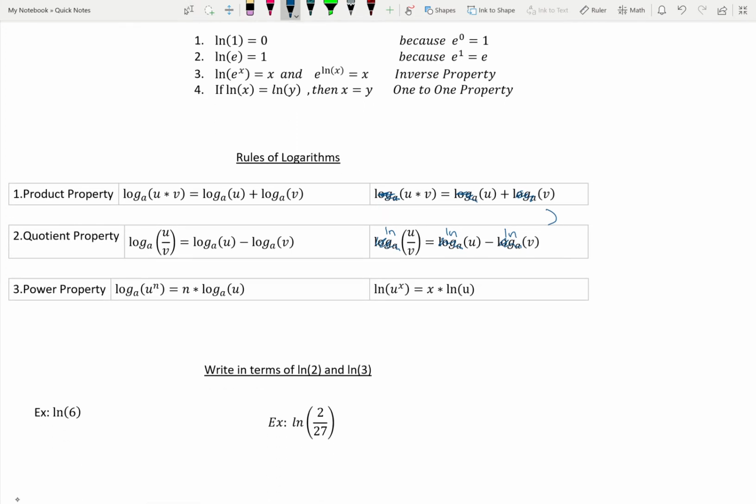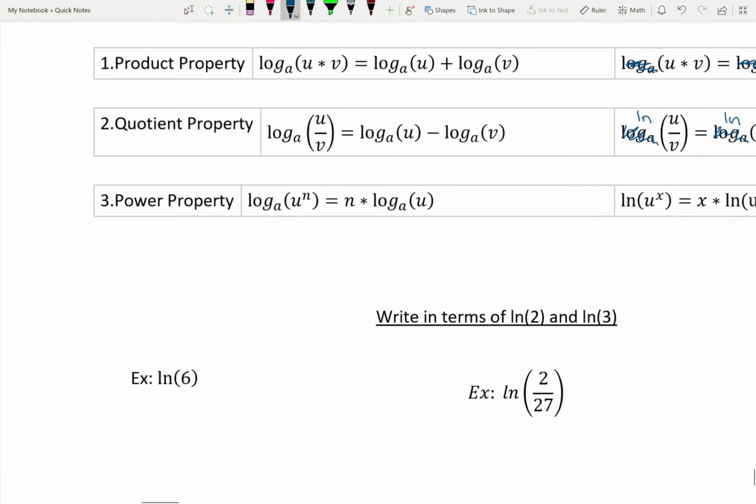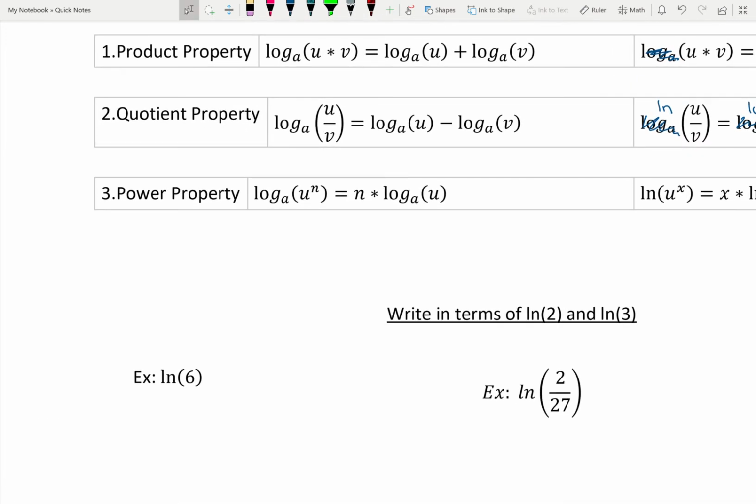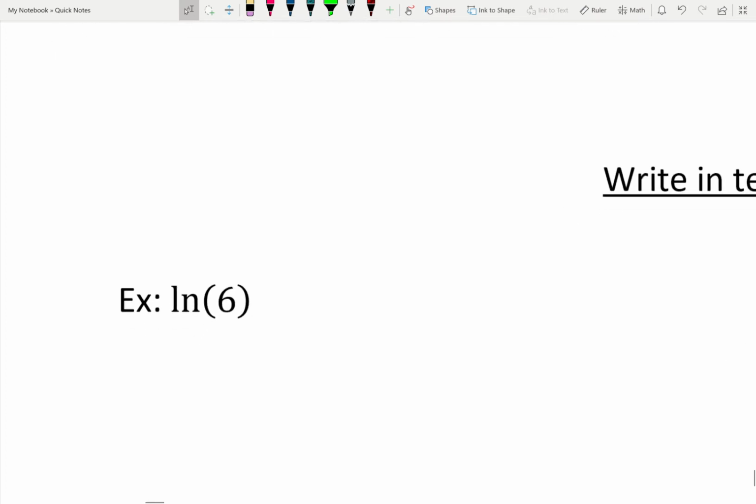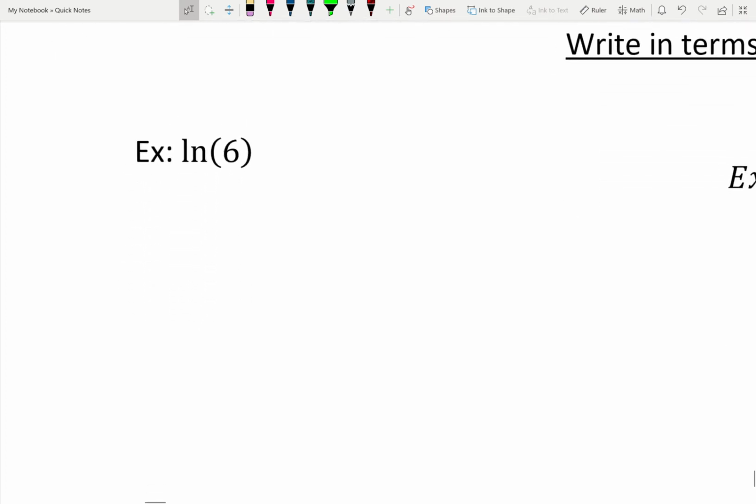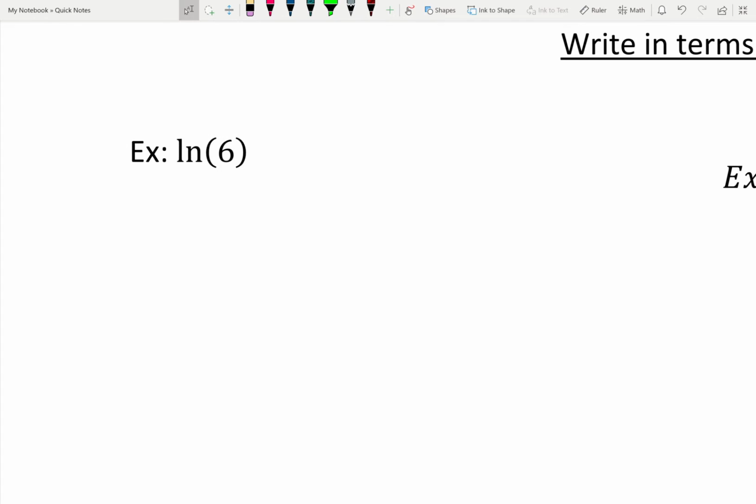All right, so let's start with this one. The goal here is to write these 2 examples in terms of ln of 2 and ln of 3. So let's look at the first one. We have ln of 6. We need to go from ln of 6 to equaling some combination of ln of 2's and ln of 3's.